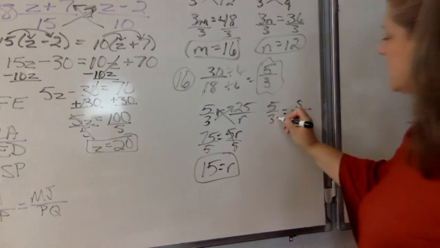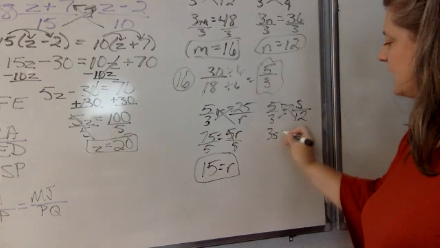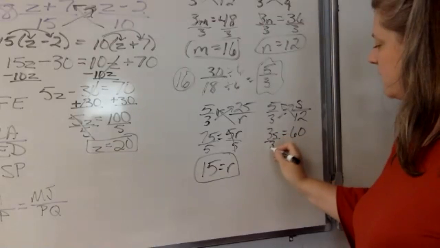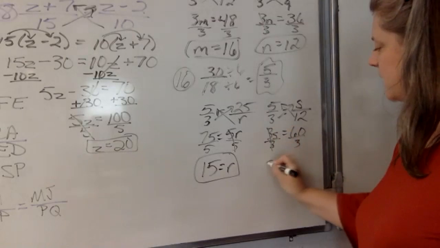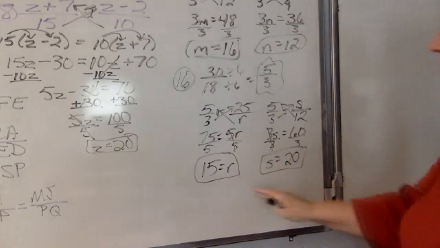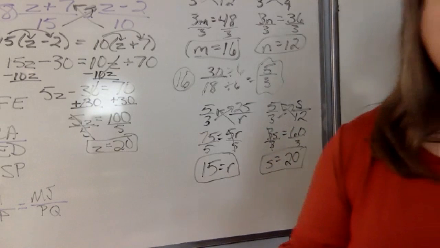So now I cross multiply. 3 times s is 3s. 12 times 5 is 60. Divide both sides by 3 to get s by itself. So I get s is 20. So you had r is 15 and s is 20. Okay?